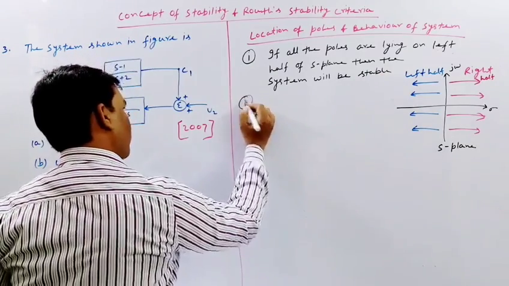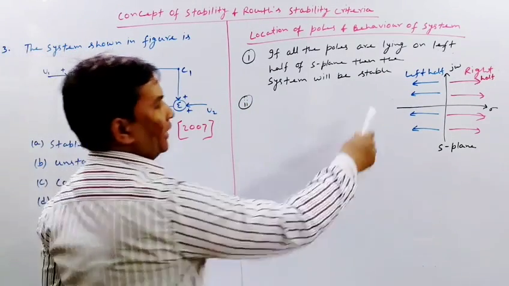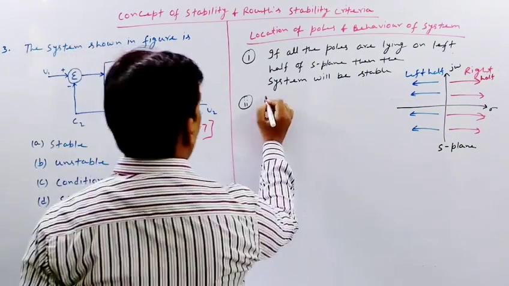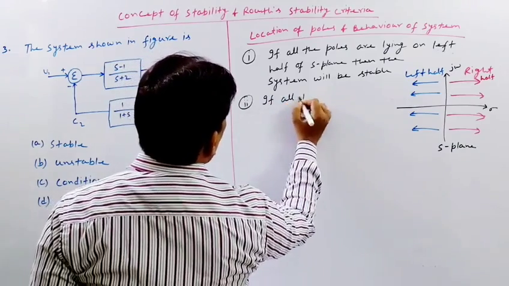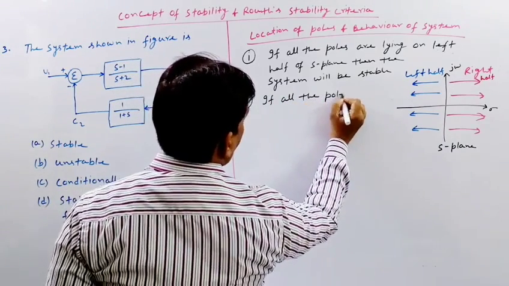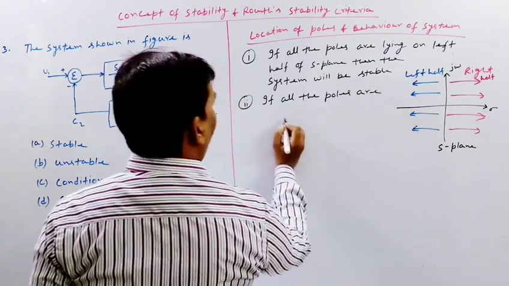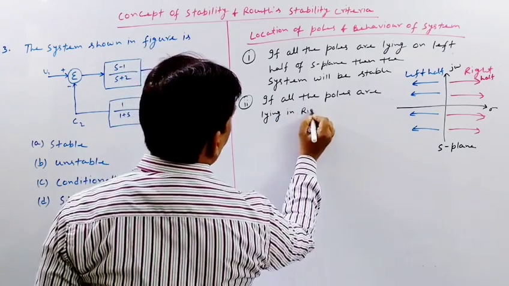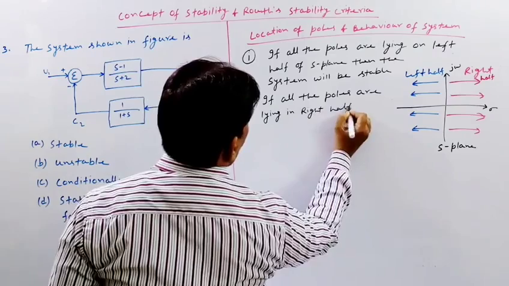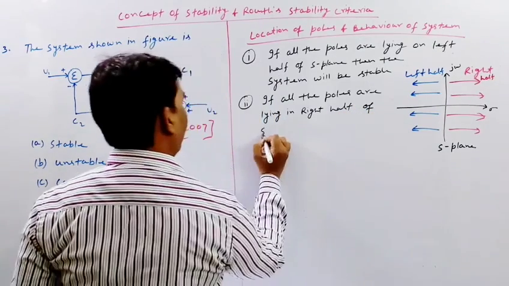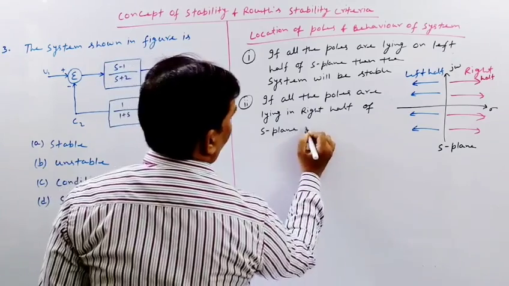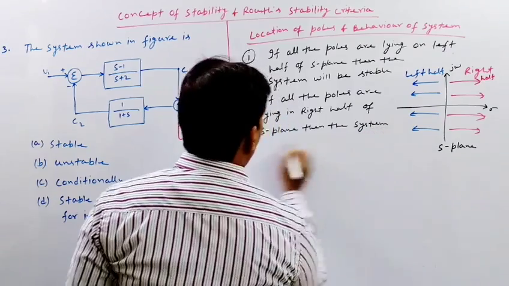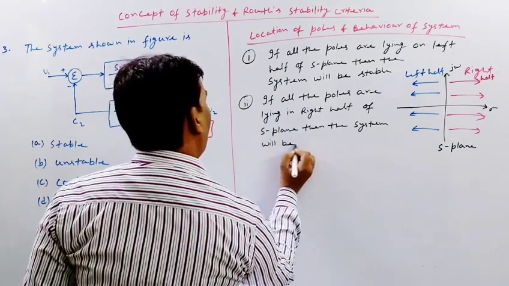Second, if all the poles are lying in right half of S plane, then the system will be unstable.